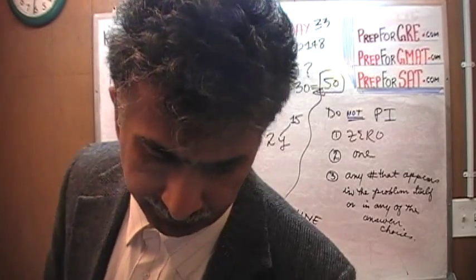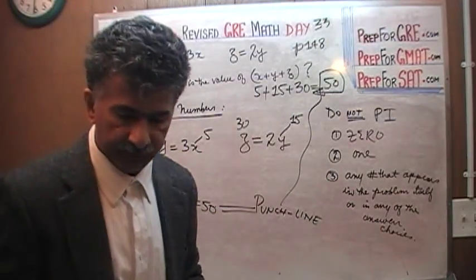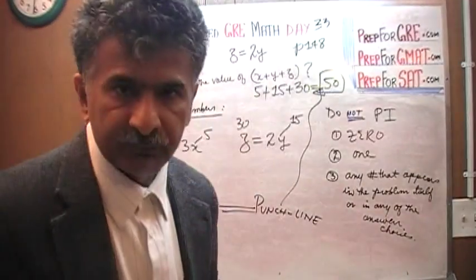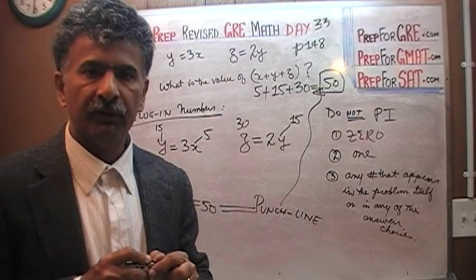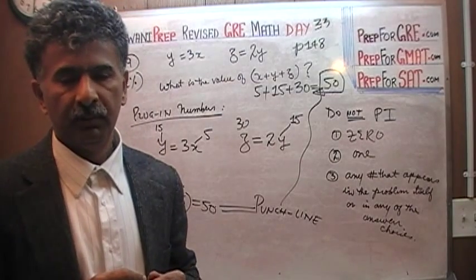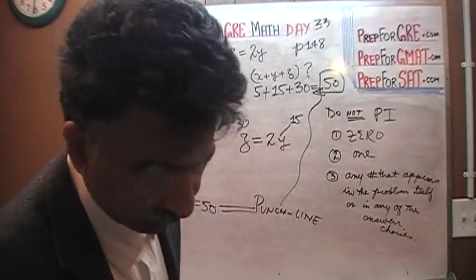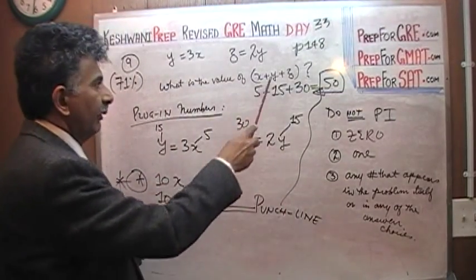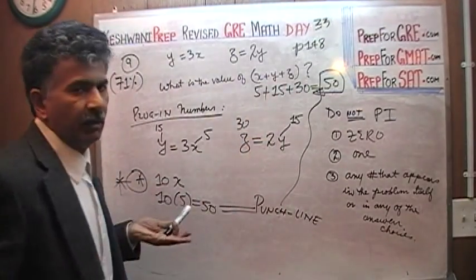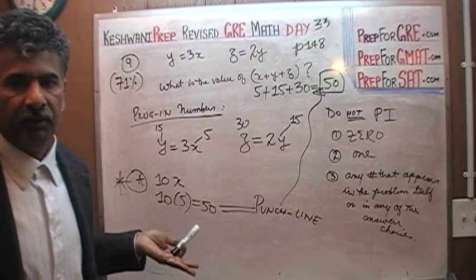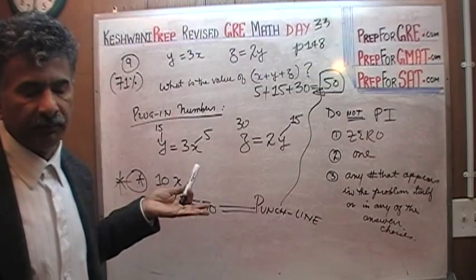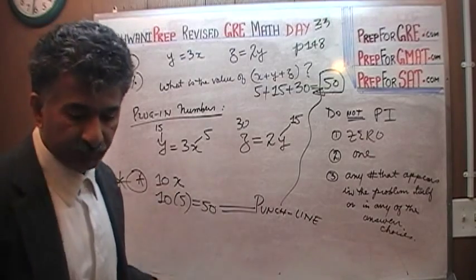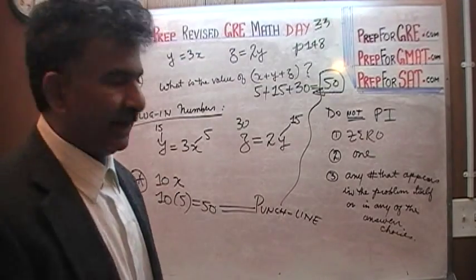Now that is the plugging in technique. What plugging in does is that it takes all the algebra out of the problem and converts it into a simple arithmetic problem, because all I'm asking you is, if x equals 5 and y equals 15 and z equals 30, then how much is x plus y plus z? It becomes a very simple, second grade, first grade level arithmetic problem. That's what it is. Now we're going to do the same problem in the classical way with the algebra.